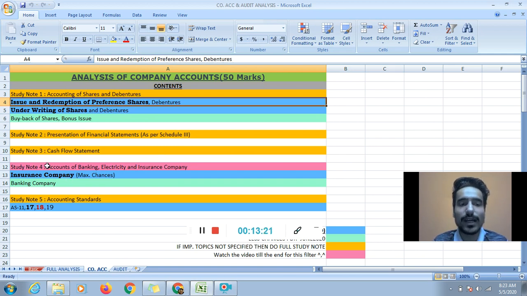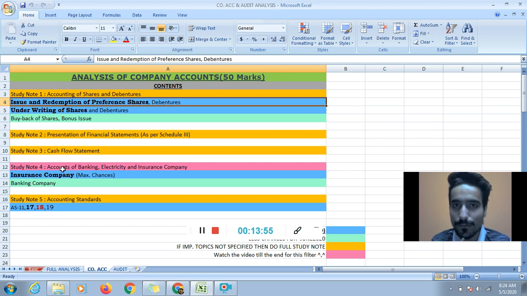If I come to study note 4, accounts of banking and electricity and insurance company, I have completely left it. Why? Because there are 3 topics, banking, electricity and insurance, okay, but only 1 question will be asked, either from banking, either from electricity or either from insurance. As I was doing self study, so I didn't go for any of this, and I just completely left it, because you can always leave one question for choice. But if you are studying 80%, then do it. Like if any question comes from that 80% sub topics, you will be able to do it, right? So I made this technique.